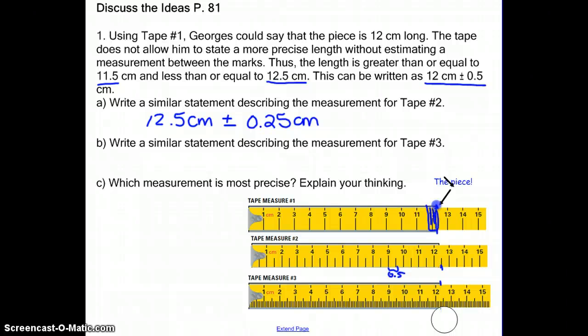Again, it's a little hard to see, but I think on your sheet it's quite clear. Should be close to about 12.3. So about 12.3 centimeters. Now help me out, I'm not finishing this one. What would be your uncertainty then?